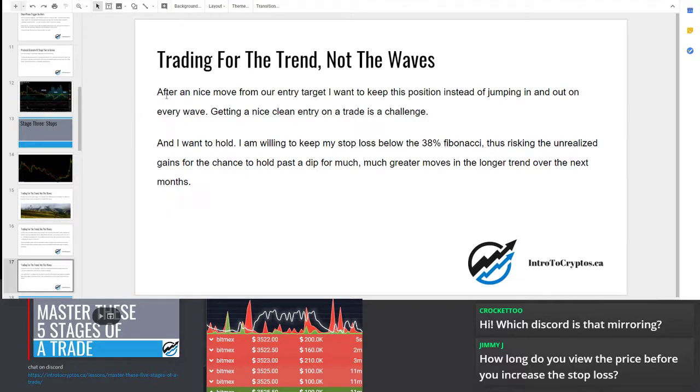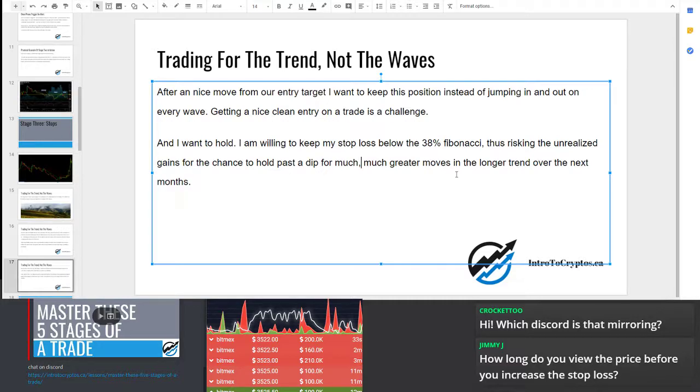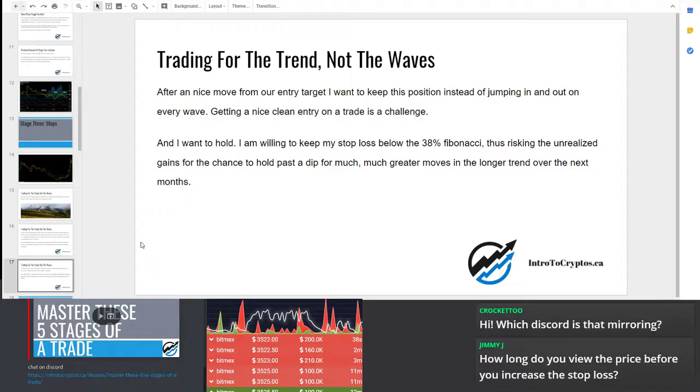So, trading for the trend, not the waves. After a nice move from our entry target, I want to keep this position instead of jumping in and out of every wave. Getting a nice clean entry on a trade is a challenge, so I want to hold. I want to keep my stop losses below the 38% Fibonacci instead of the 50%, thus risking the unrealized gains for a chance of holding past the dip. Holding past the dip for much, much greater profits over the long term in the months to come.